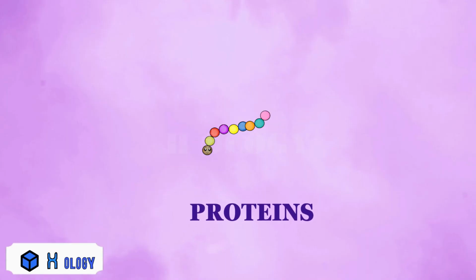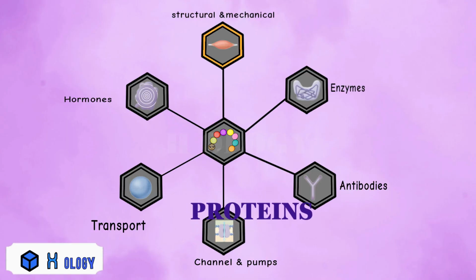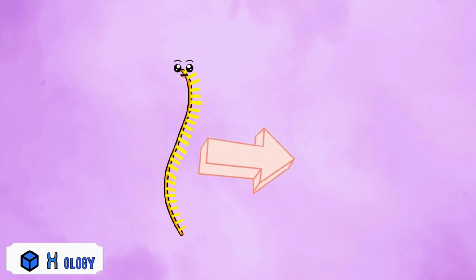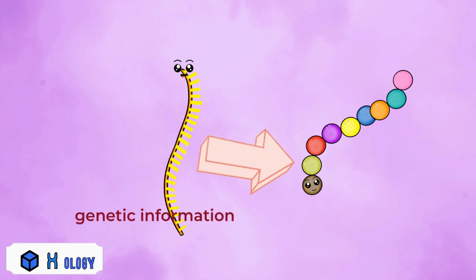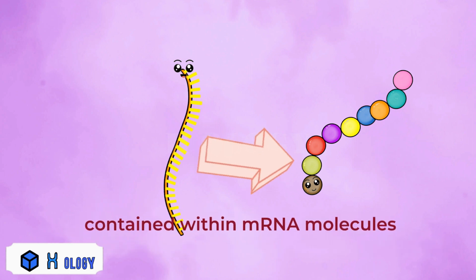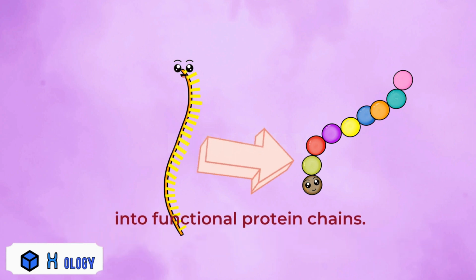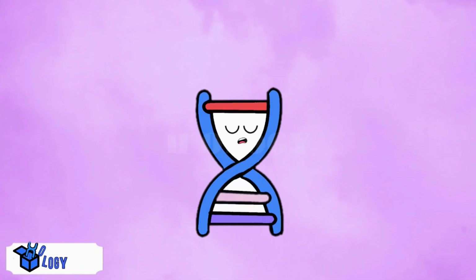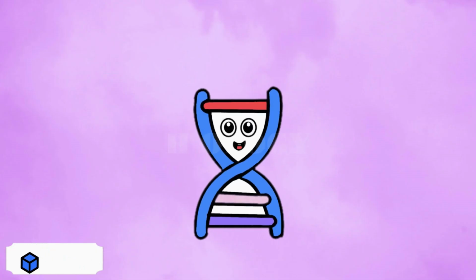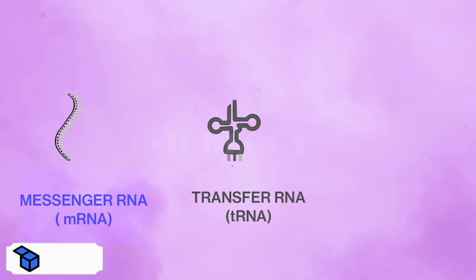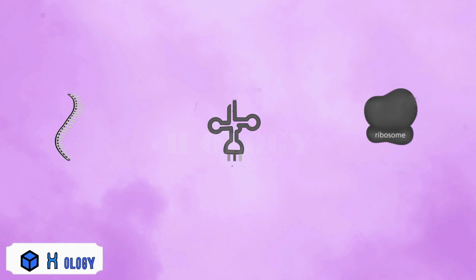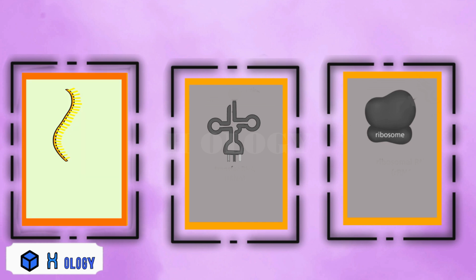Proteins are fundamental building blocks of life, carrying out crucial roles in various cellular processes. They are synthesized through translation, a complex process that converts the genetic information contained within mRNA molecules into functional protein chains. Let's start by understanding the key players in protein synthesis: messenger RNA, or mRNA, transfer RNA, or tRNA, and ribosomal RNA, or rRNA. The process of protein translation begins with the synthesis of mRNA molecules through a process called transcription.